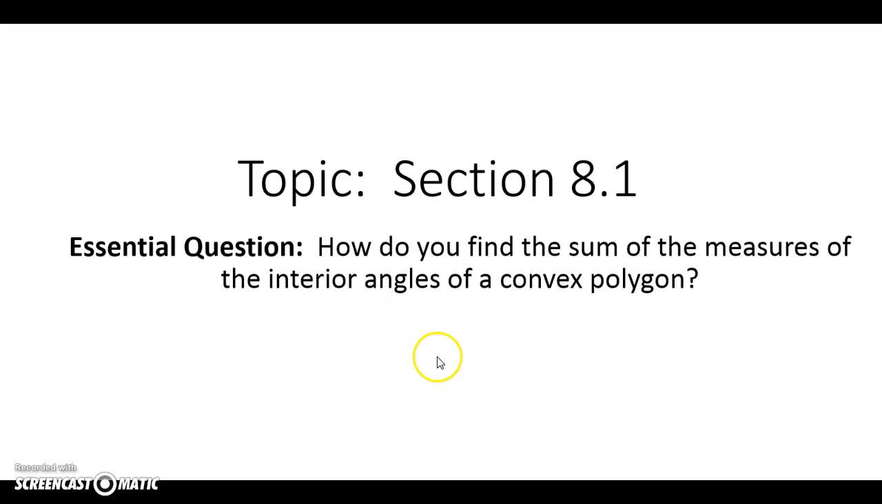Anytime that you guys need to pause this, go ahead and pause so that you can copy this down and set up your Cornell notes. Topic is section 8.1, EQ, and then don't forget to put the date as well at the top. Some of you are missing that easy point in your heading because you weren't doing those when I checked your C notes.